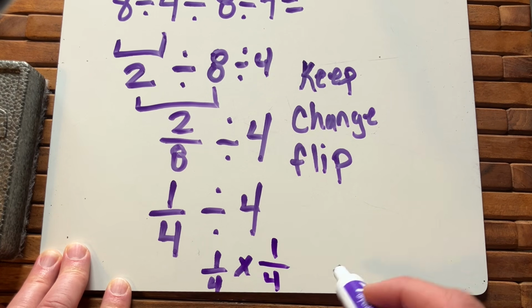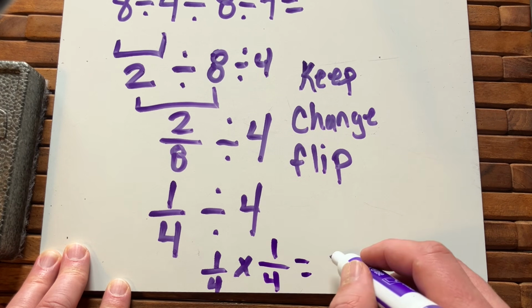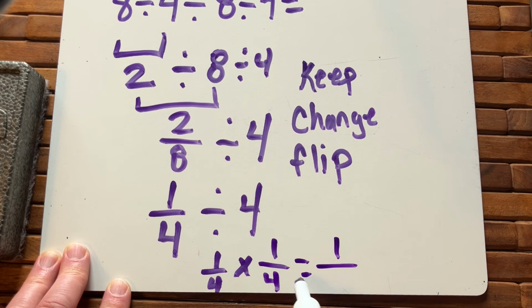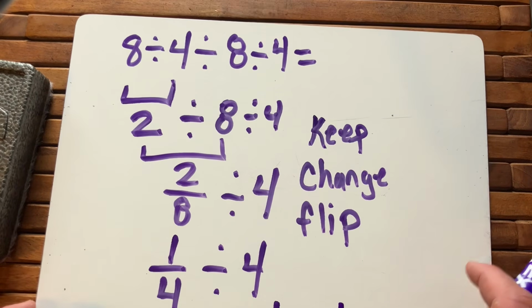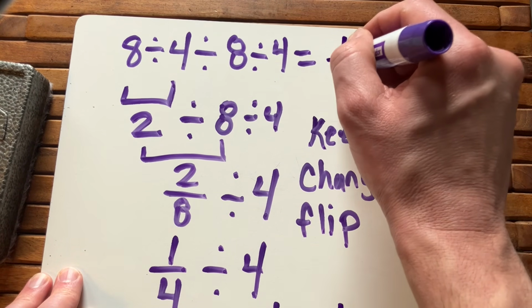And then we just multiply straight across. 1 times 1 is 1. 4 times 4 gives us 16. The answer to our equation today is 1/16.